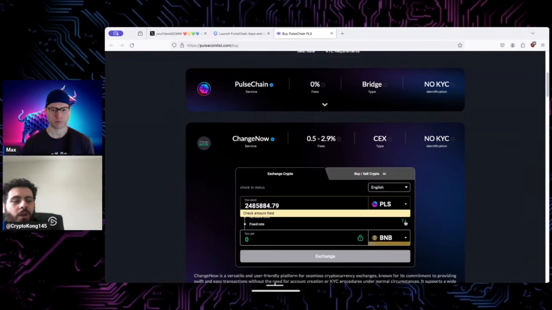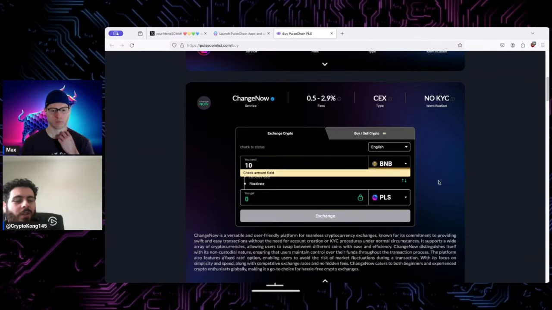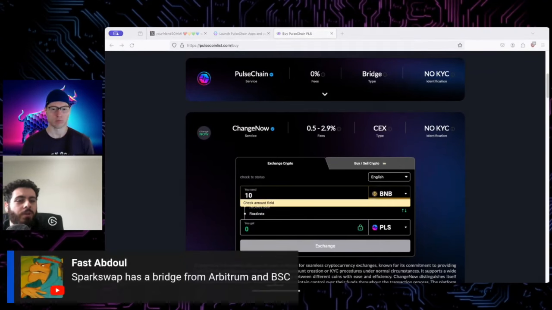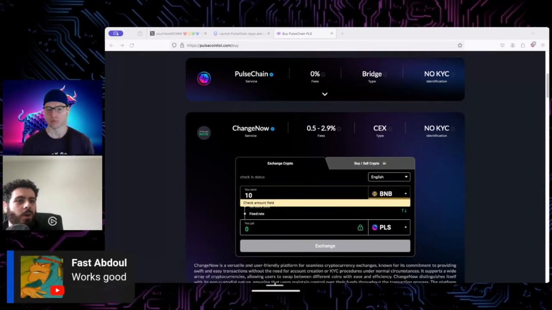from the bridge. Now the thing is, if you're a big player, the advice is a little bit different for everyone. Obviously not financial advice. Do your own research, play with these tokens at your own risk. But if you're entering with 10k, yeah, SparkSwap has a bridge from Arbitrum and BSC. Works good. And that's a really good way.